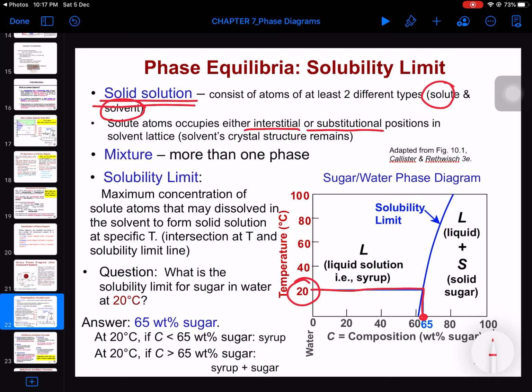So at 20 degrees centigrade, if the composition is less than 65 weight percent sugar, everything will be in syrup form. And at 20 degrees centigrade, if the composition is more than 65 weight percent sugar, it will be syrup plus sugar, so it's liquid plus solid here.